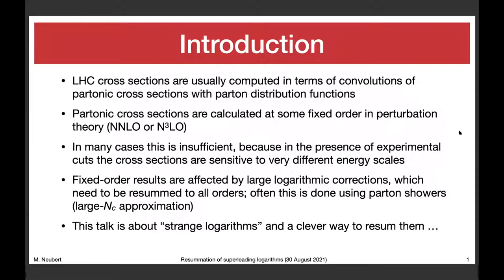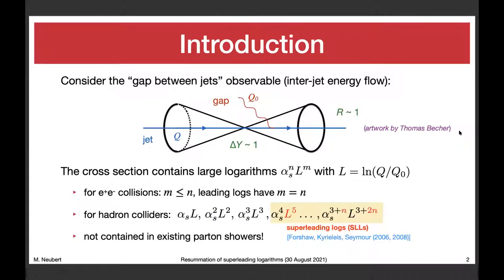Yeah, so I will talk about a strange type of logarithm, the so-called superleading logs, and a clever way to deal with them in higher orders. Now, consider a typical jet cross-section at any particle collider, could be e+e- or proton-proton. We have two jets. Here I'm looking at not particularly small jets. In between the jets, there is some rapidity interval with a veto on hard radiation. We just say that all radiation between the jets should be soft. That's called a gap between jets observable, or also interjet energy flow.